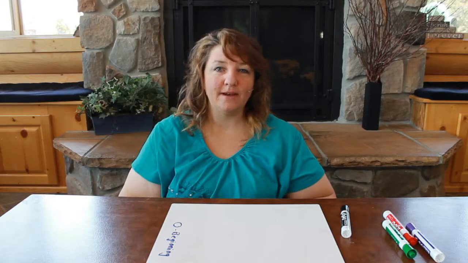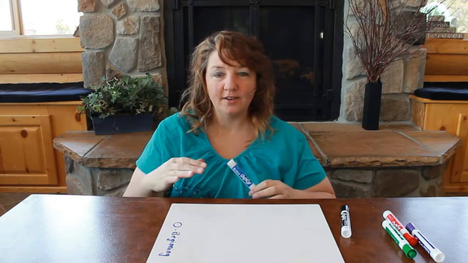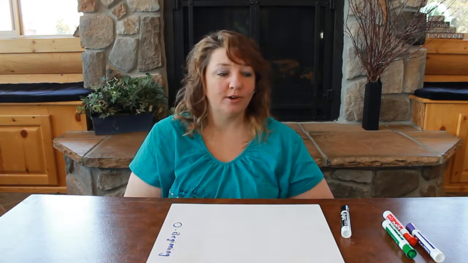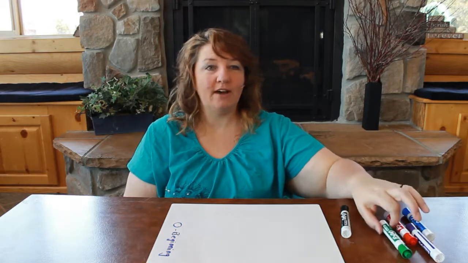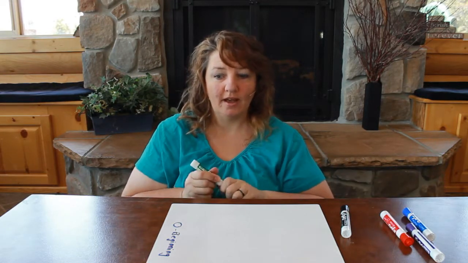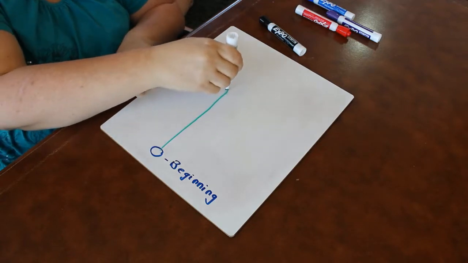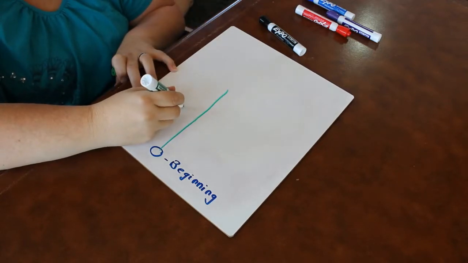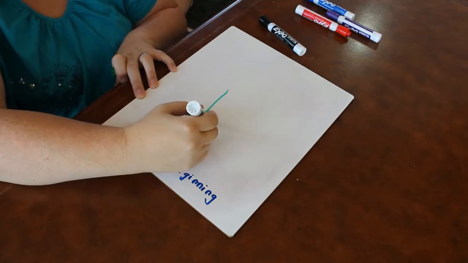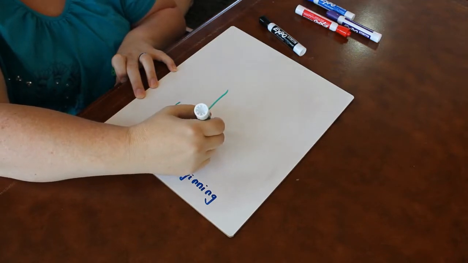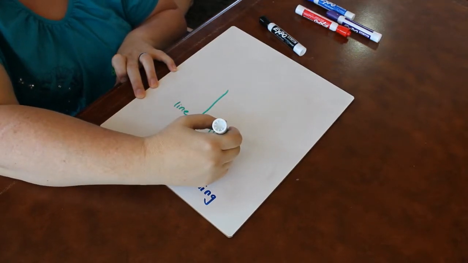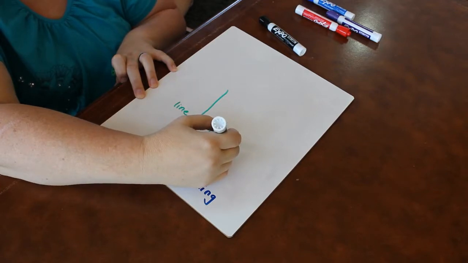Okay, so think about this seed. It's under the ground and it's beginning to grow. And the first thing that comes out of the seed is what? The stem, right? Or a line. So this is the line, and it's also the first dimension, or also you can call it the length.